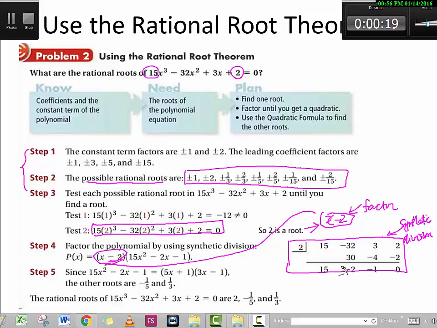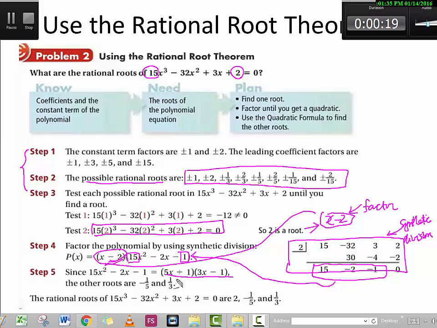The reason you do the synthetic division is because you want to find this quotient, which is this one. Once it becomes quadratic, you can make use of the quadratic factoring skills to factor this quadratic expression. So 15x squared minus 2x minus 1, we make use of the AC formula, do the factoring of AC, then you end up getting 5x plus 1 times 3x minus 1.